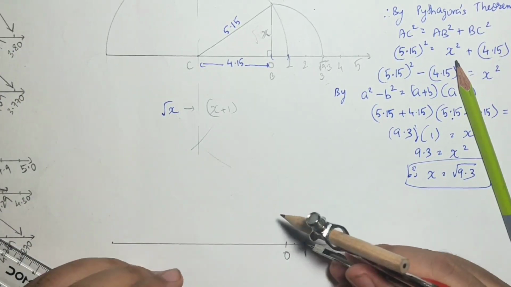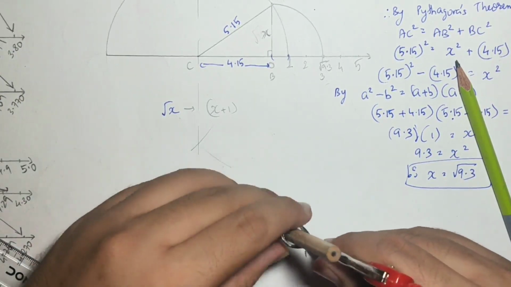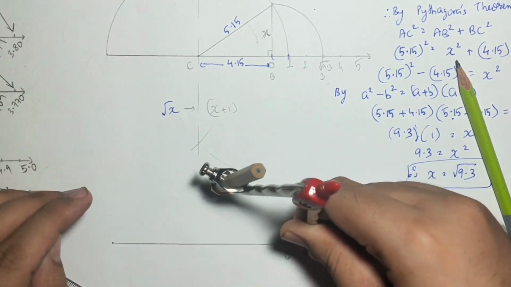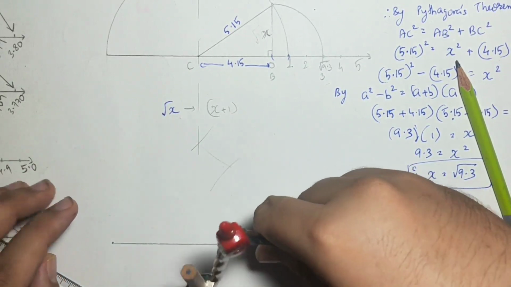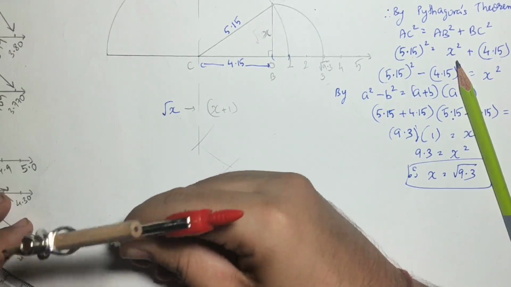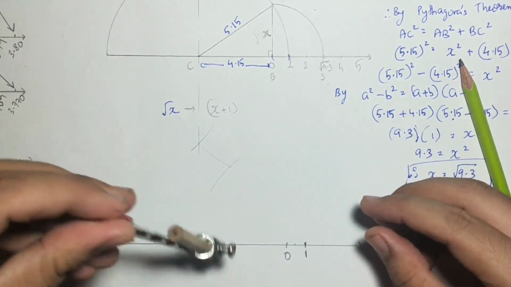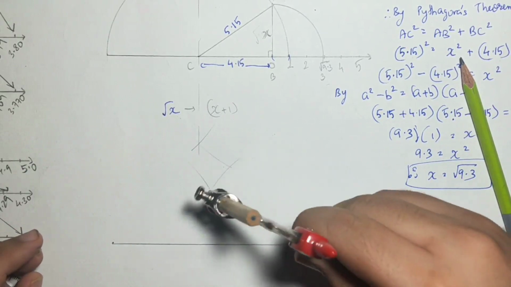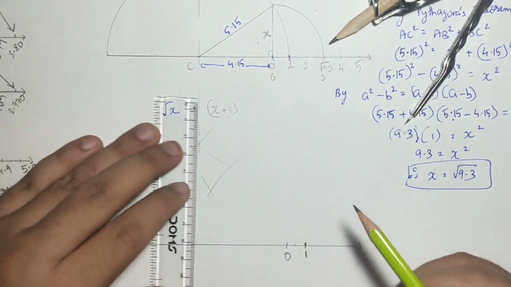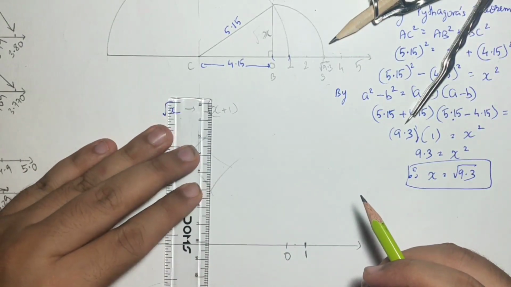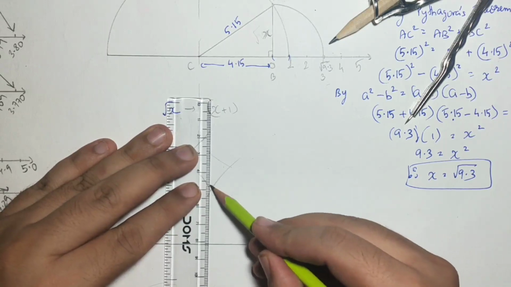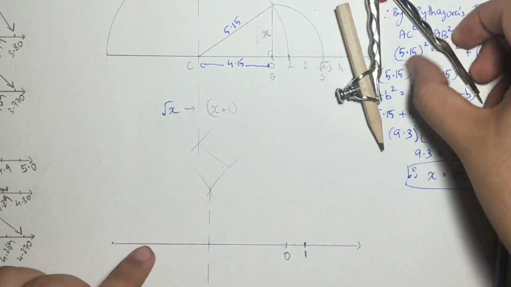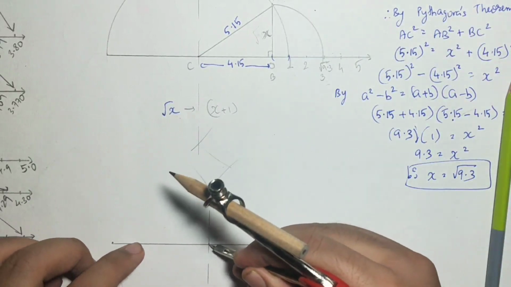Now we need to find the midpoint of this line segment. To find the midpoint of the line segment, the compass opening should be greater than half. Find the midpoint. After finding the midpoint, construct the semicircle.